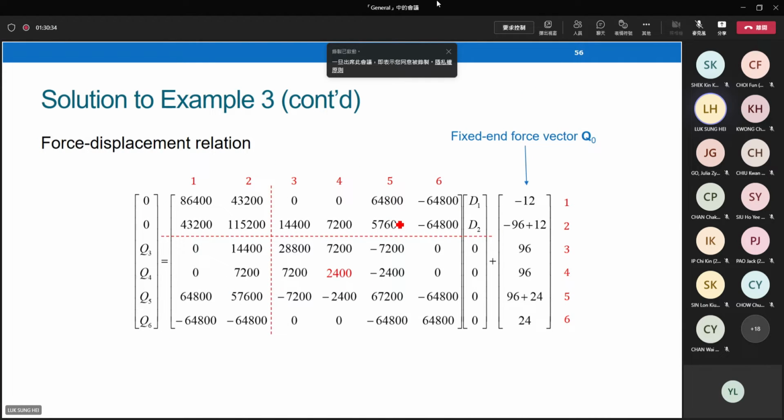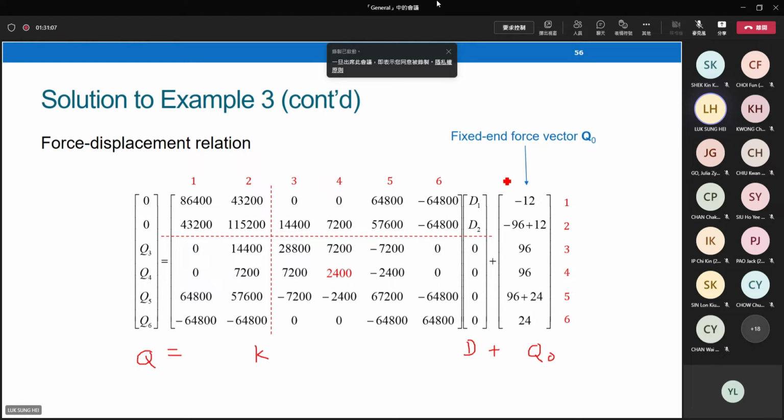After that, you can combine them together to form the structure stiffness matrix to form the force displacement relationship Q equal to KD plus Q0. Your task is to find out D1, D2, unknown displacements, and then unknown reactions as usual. This is the formula we use in this problem.